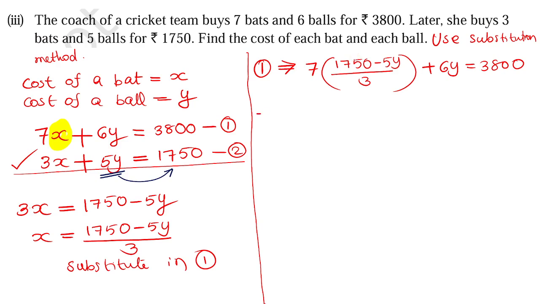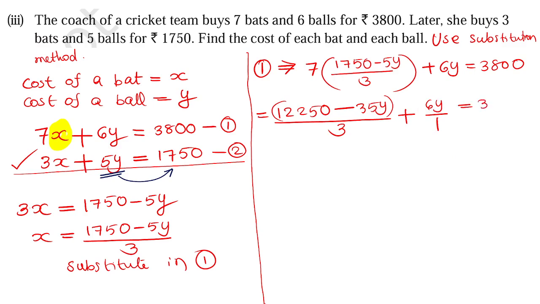You know that. It is 12250 minus. Again 7 going inside the bracket. 7 into 5y. 7 into 5, 35y. All divided by 3 plus, let there be some bracket, 6y by 1. Is there any mistake if I write 6y as 6y by 1? No mistake. Just for addition, okay? The right side is 3800.